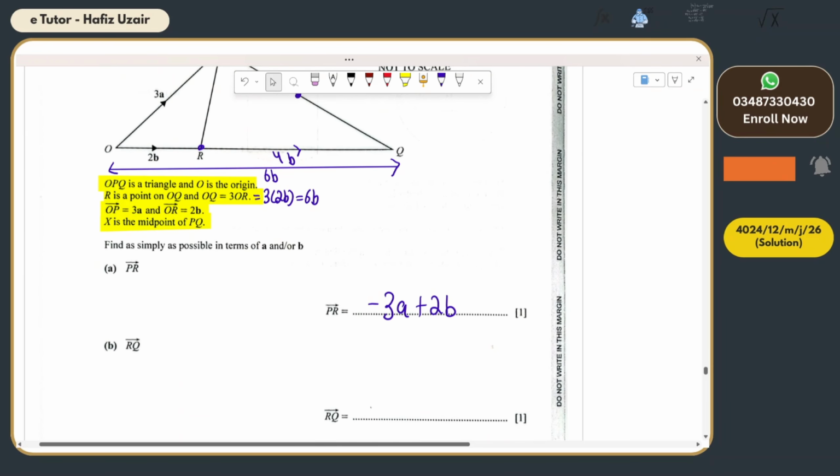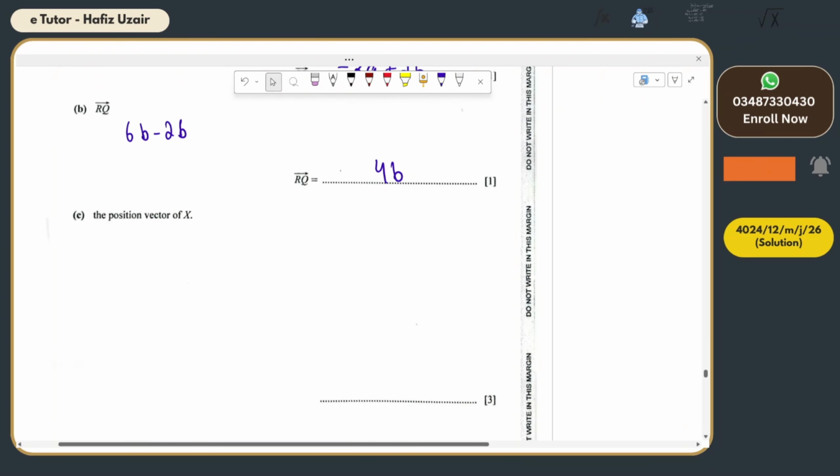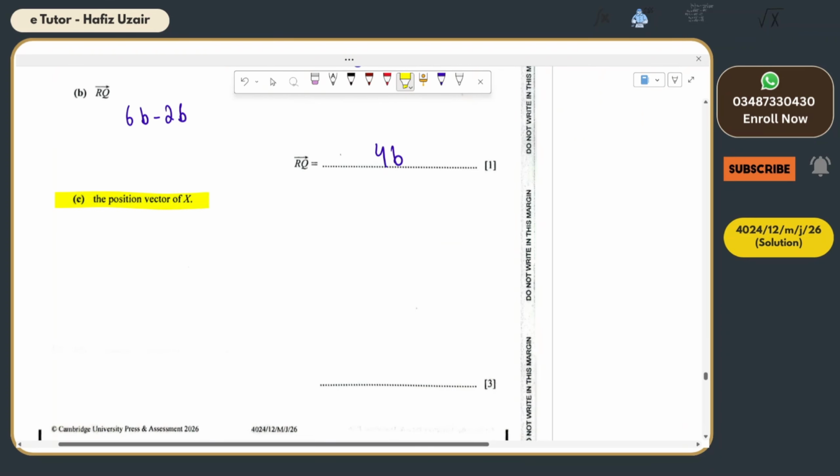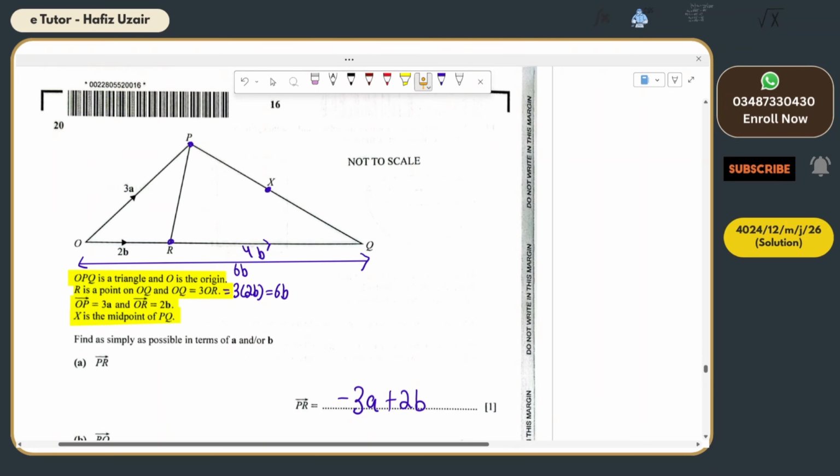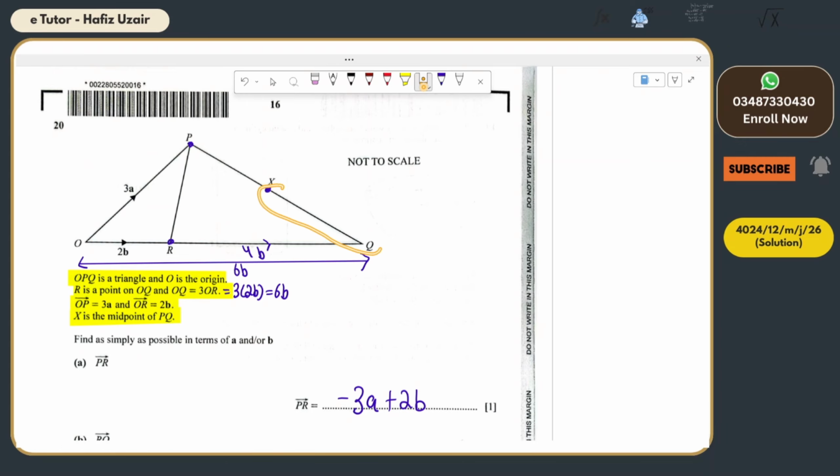Now let's solve RQ. We have already done this. RQ is actually 6B minus 2B, that is 4B. So in the C part, you need to find the position vector of X. What is the position vector of X? That is OX, so you need to move from O to X. For this, you need to find the value of XQ or the value of PX. We already know that PR is minus 3A plus 2B.